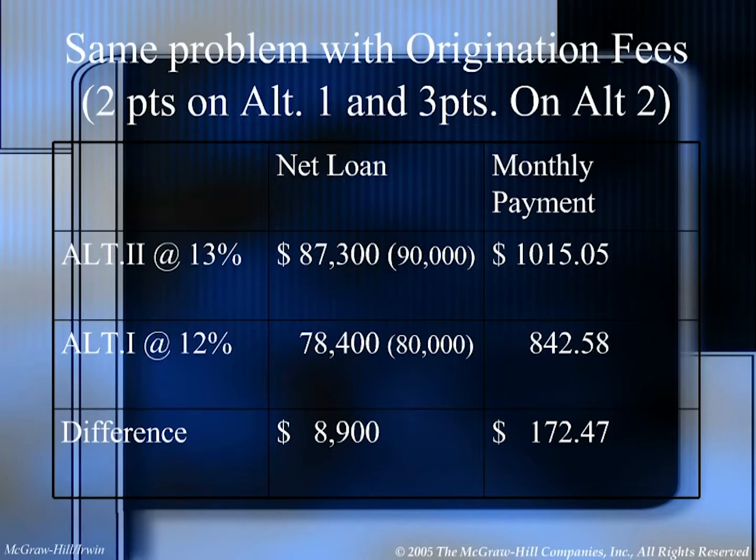In the case of alternative 1, it's $80,000, but 2 points, $1,600. So you'd end up netting or taking from the bank $78,400. So now instead of a difference amount of borrowing of $10,000, the difference in the amount of borrowing is $8,900, but the monthly payment part is still the same.